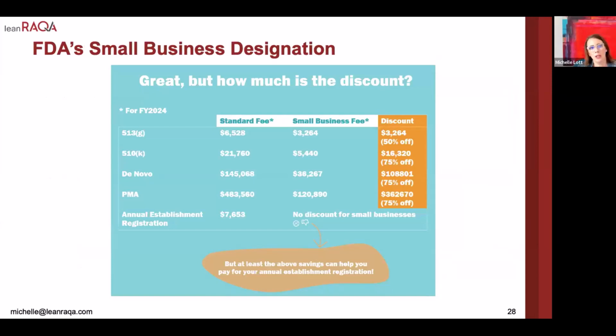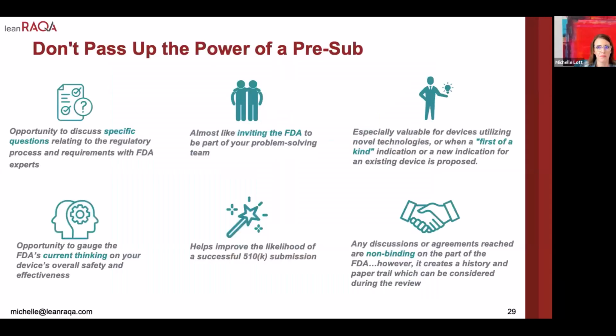Another advantage, and this is pretty significant, is the small business designation. So if you make less than $100 million a year, and that's globally, you are considered a small business in the US, which means your fees are deeply discounted between 50 to 75%. And as of yet, there is no such discount across the notified bodies just because you're a small business or a startup.